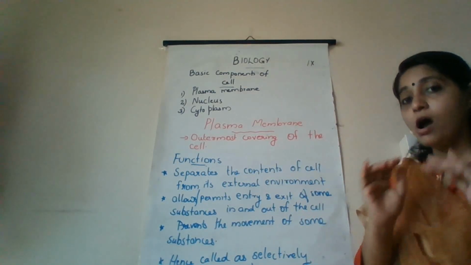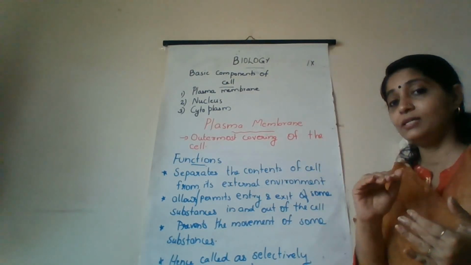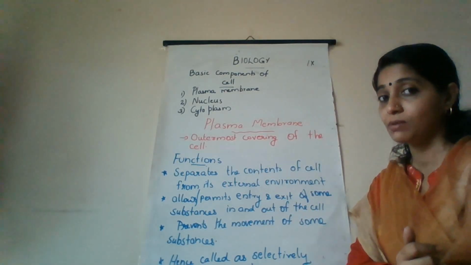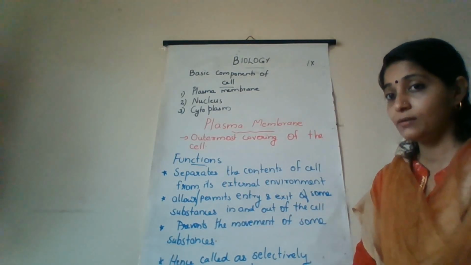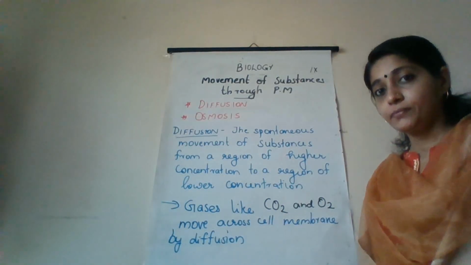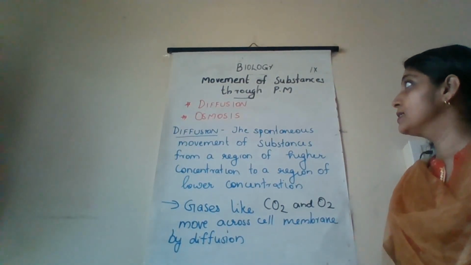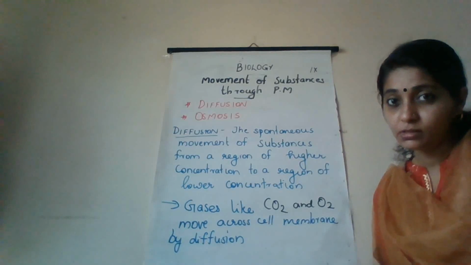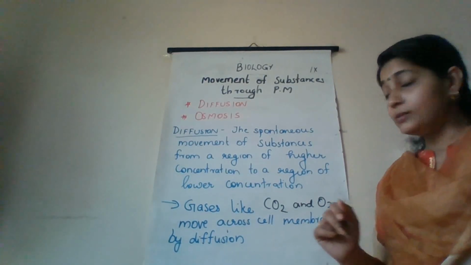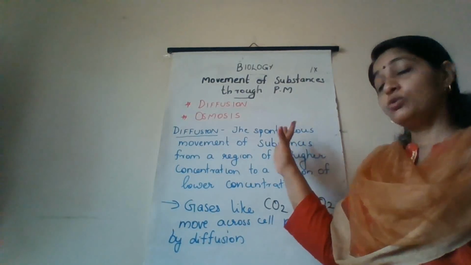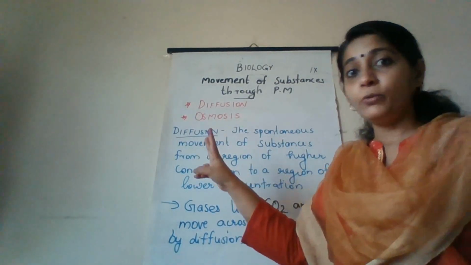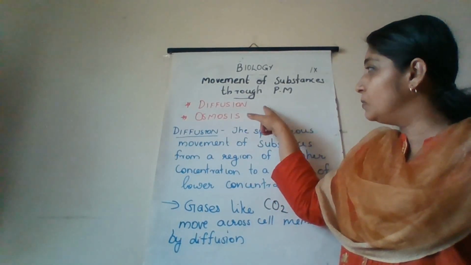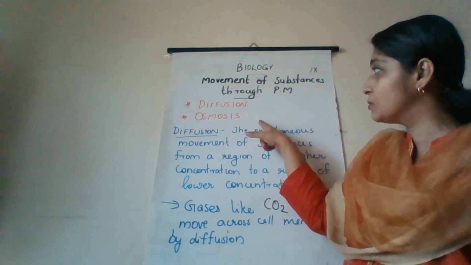Now we have to see how the movement of materials takes place through the plasma membrane. How the entry and exit of materials take place through the plasma membrane, we have to study now. How do the substances move through the plasma membrane? Actually the movement of substances through the plasma membrane takes place by two main processes. One is diffusion, the other one is osmosis. Have you studied about diffusion and osmosis in any class?